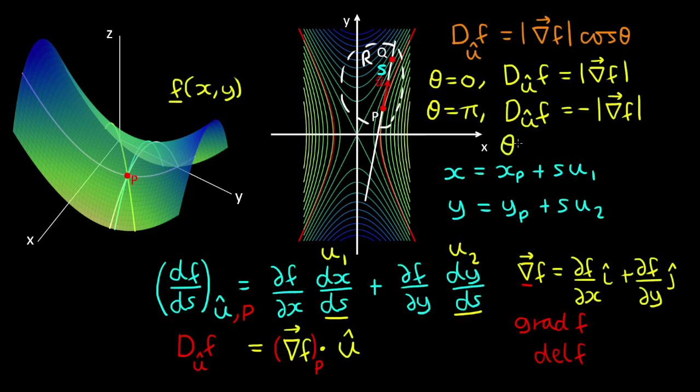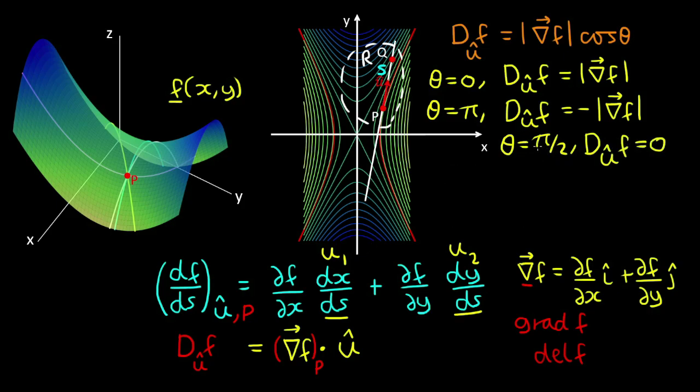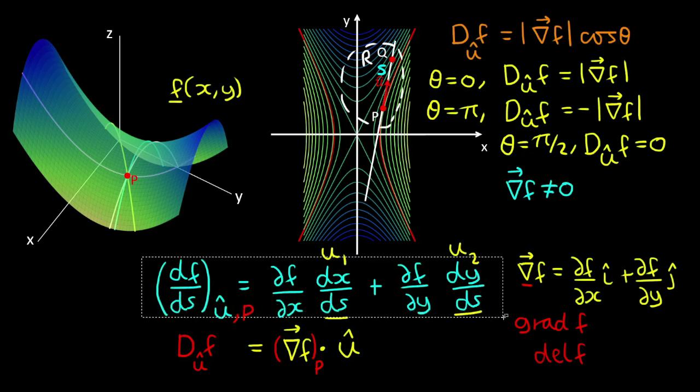And where theta is equal to pi on 2, cosine pi on 2 is 0, and the directional derivative evaluates to 0. So in any direction that's orthogonal to the gradient vector, where the gradient vector is not 0, the function does not change. And let's illustrate this in a quick example.